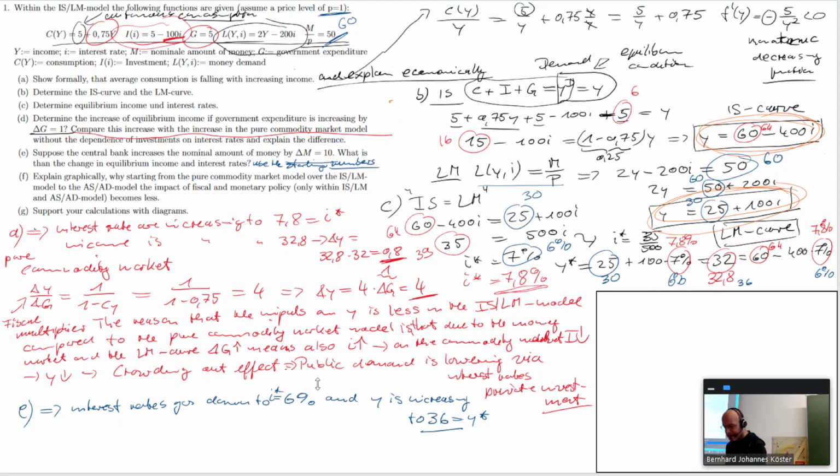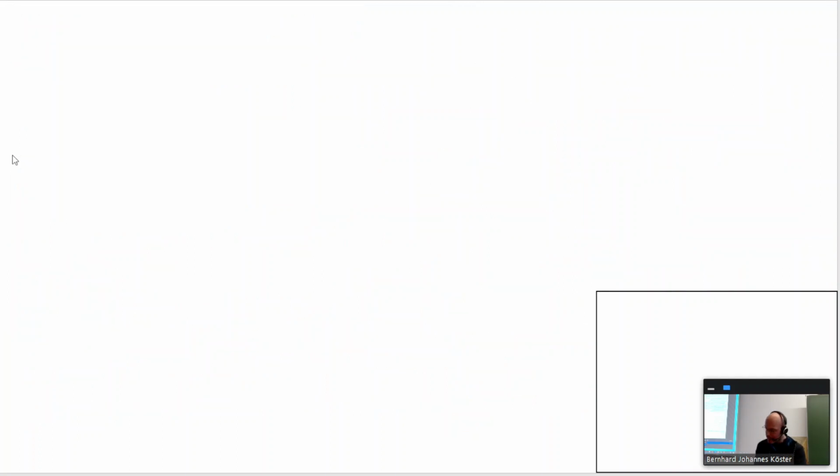So, and now I have the general question about all the models we have talked about. Please explain the difference of the policy measures we have introduced, fiscal policy and monetary policy. Why do we have different effects on income? And this we can do graphically.